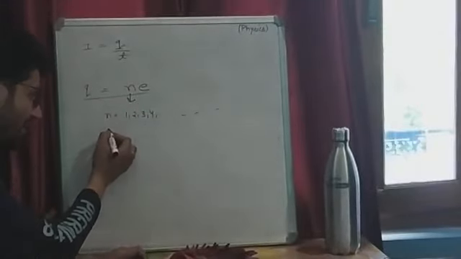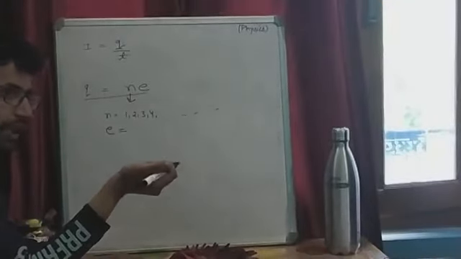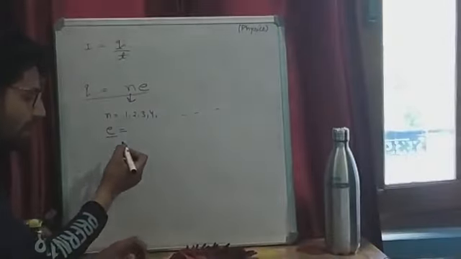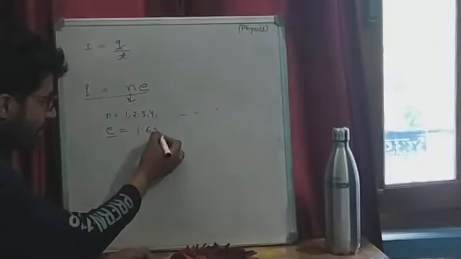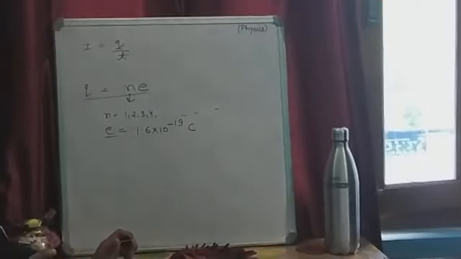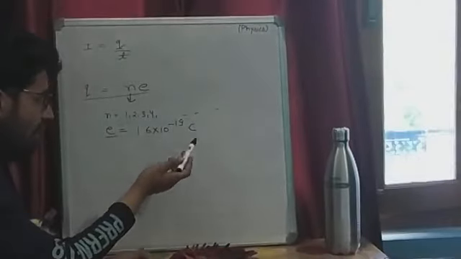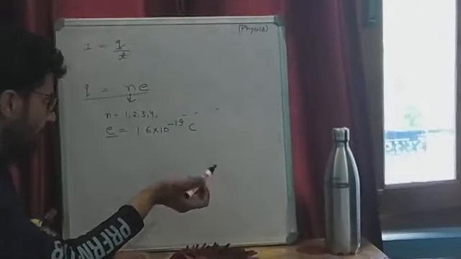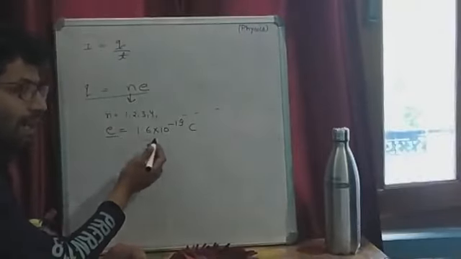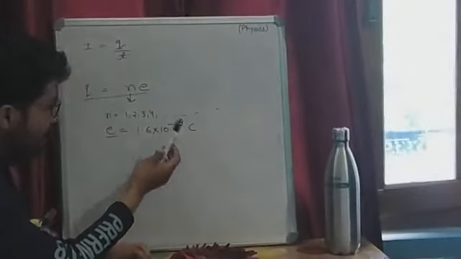And what is E here? E is the charge on an electron. And what is the value of the charge on an electron? This is an elementary particle, and its charge is 1.6 into 10 to the power minus 19 coulomb. We discussed in our previous video that the charge on an electron is 1.6 into 10 to the power minus 19 coulomb, and the nature of this charge is negative. And what is the charge on a proton? That is the same, 1.6 into 10 to the power minus 19 coulomb, but its nature is positive.